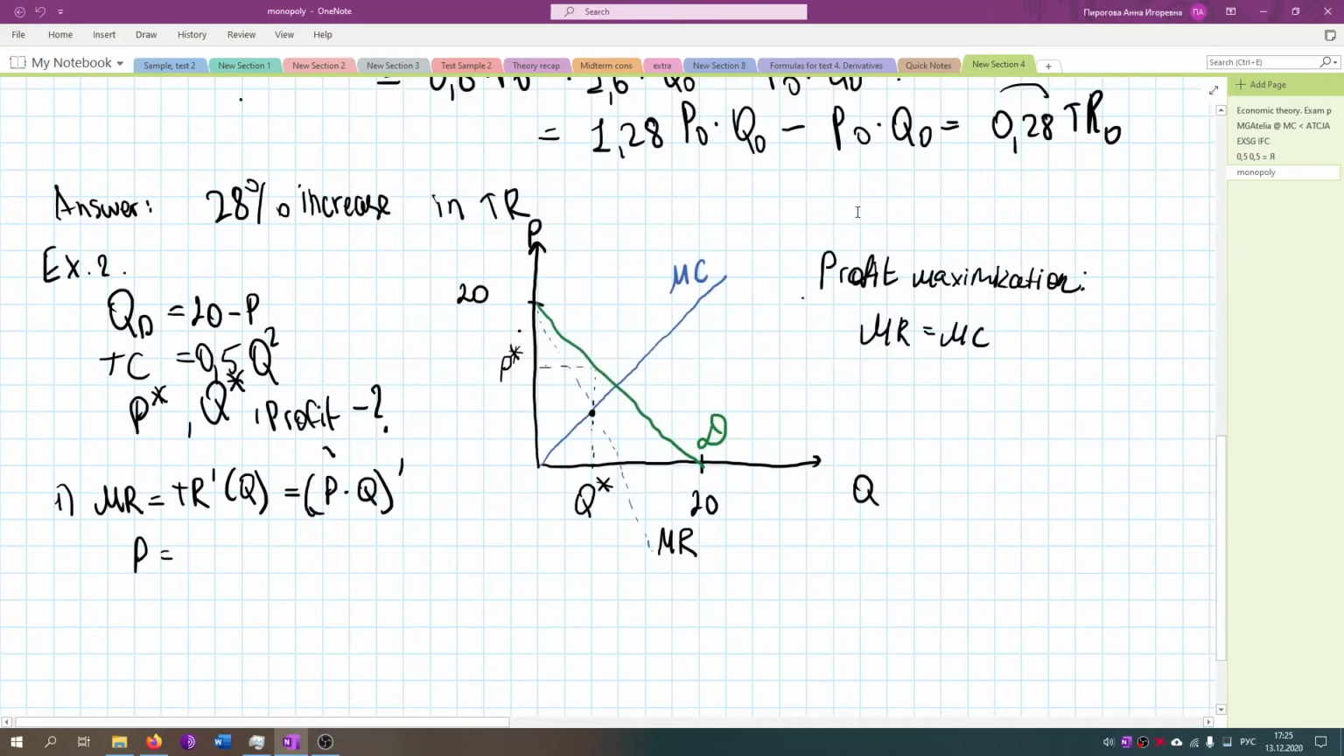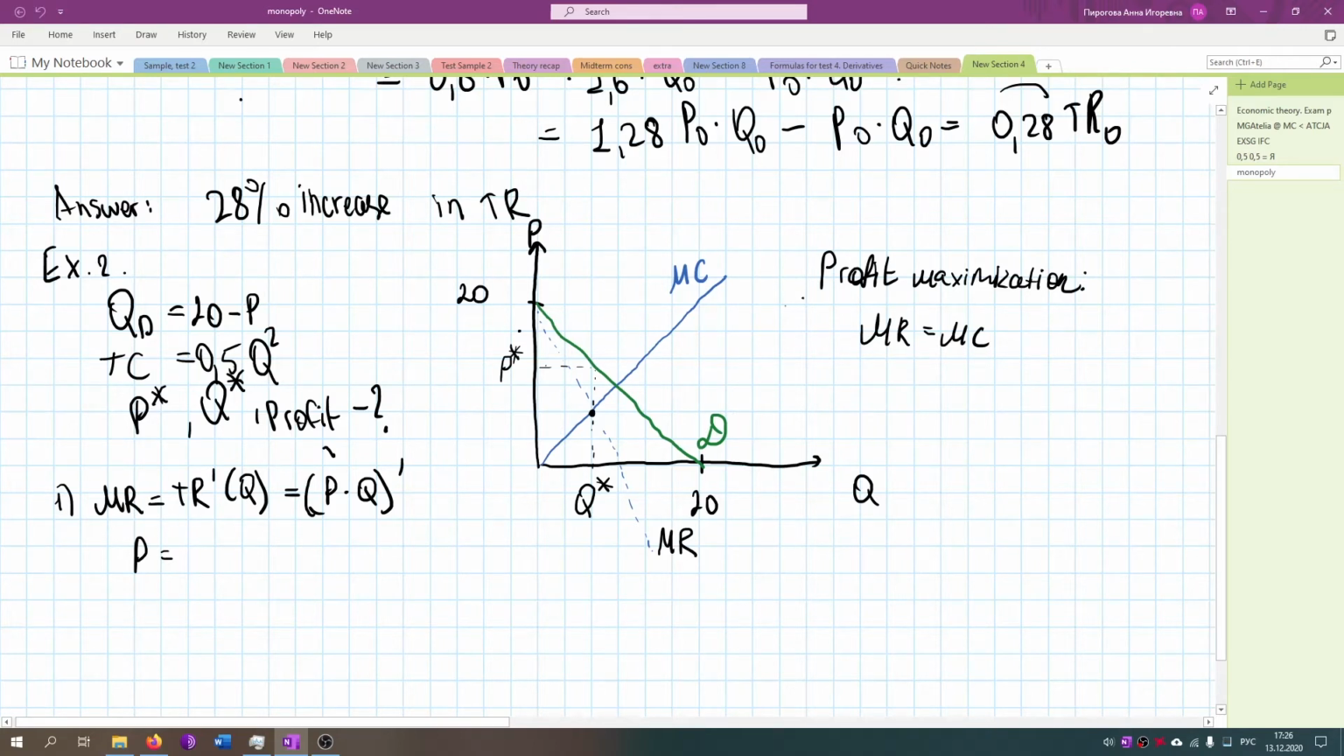Okay, guys, let's continue with the exercise about monopoly again. So we have our demand function. We have our total cost function. We know that this is a monopoly market, and we need to find the optimal price, quantity, and calculate our profit. So first of all, we need to draw a graph of our demand function.